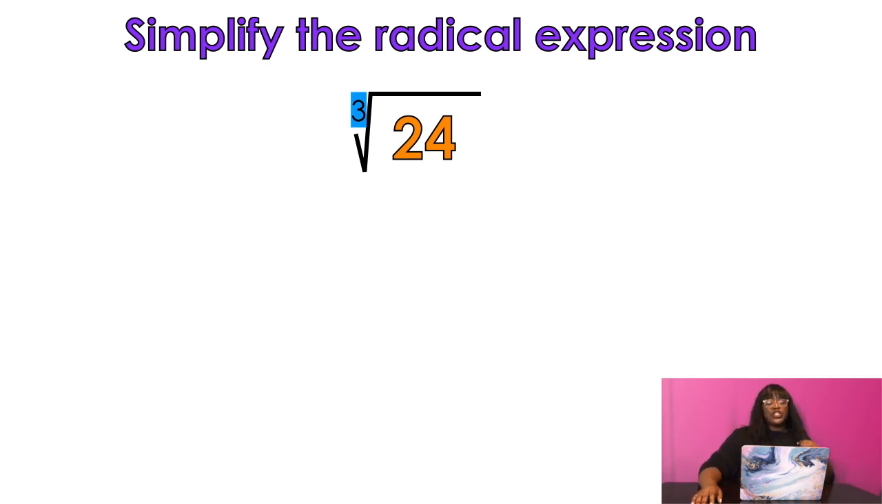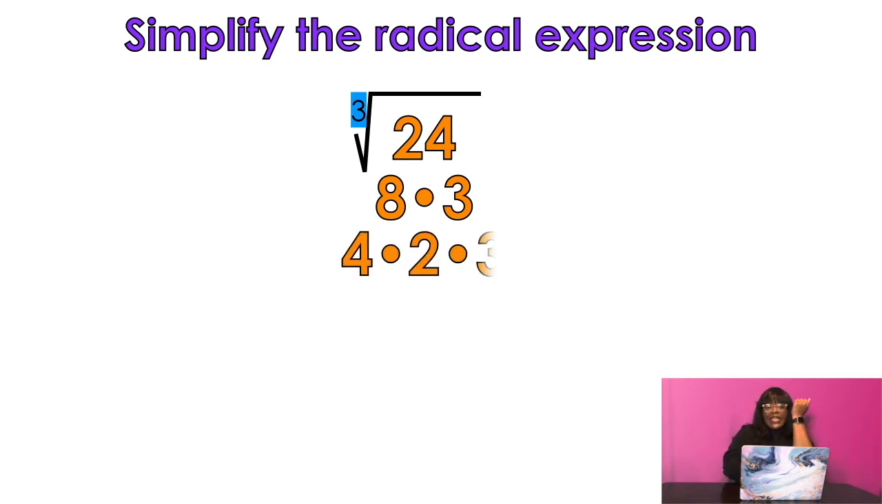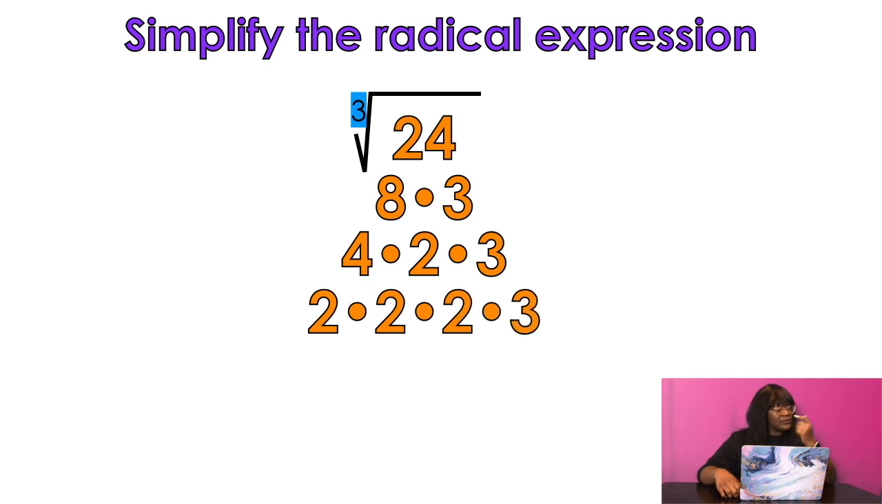Simplify the radical expression, the cube root of 24. So if you know how to simplify square roots, simplifying nth roots will be easy for you. So I'm going to break apart 24 into two factors. Give me two numbers that multiply to give you 24. I'm going to choose 8 times 3. So when I have the 8 times the 3, I'm going to break apart the 8: 4 times 2 times 3. The 4 can still be broken apart into 2 times 2 and bring down the 2 times 3.